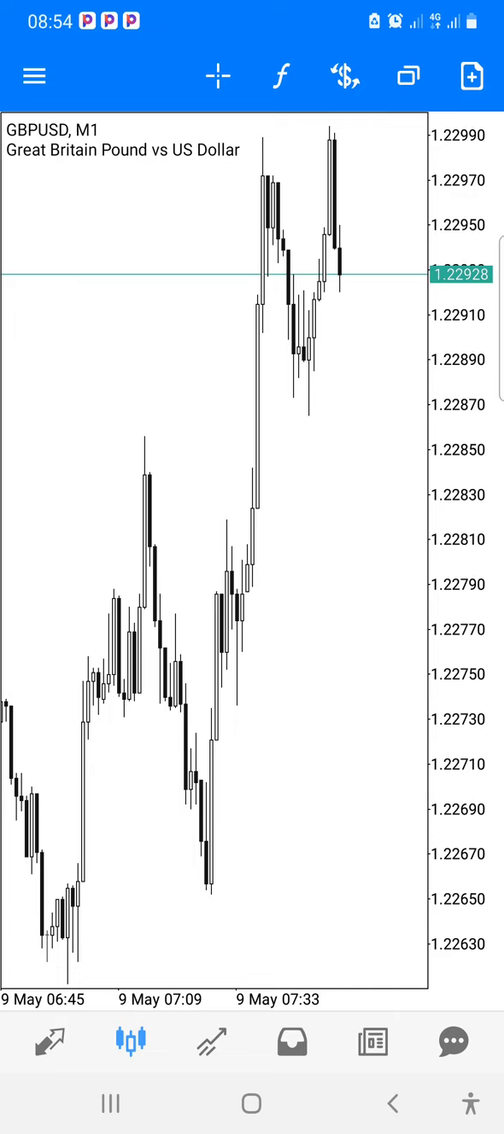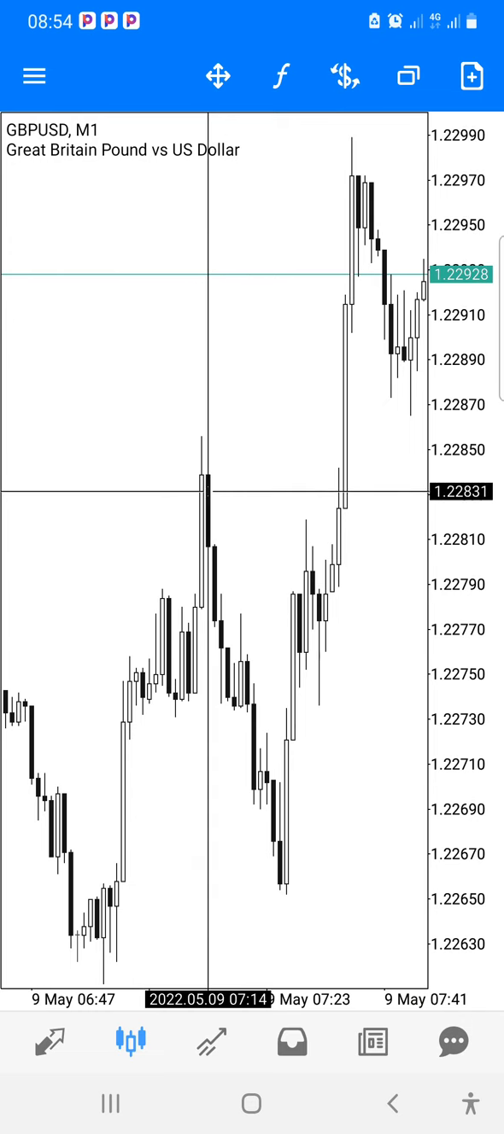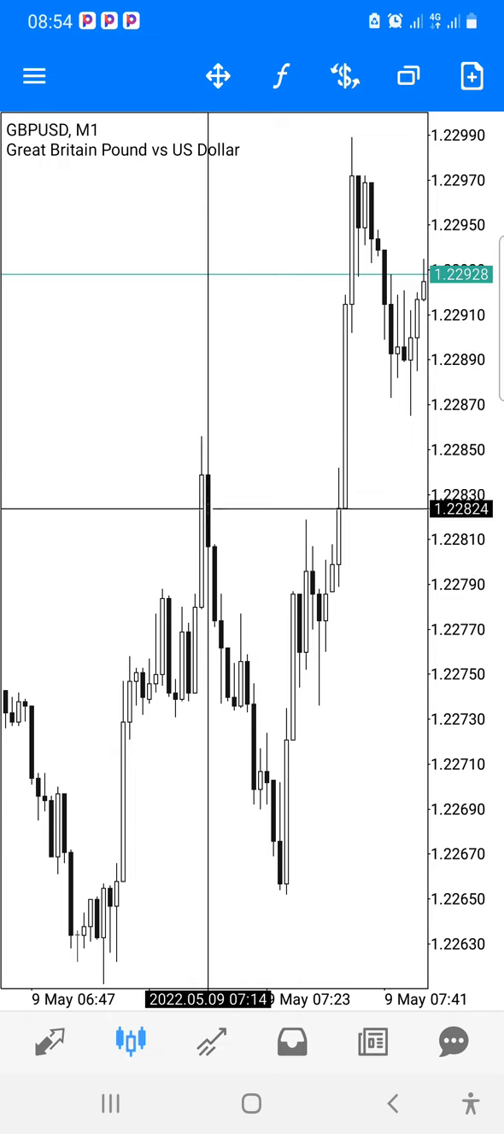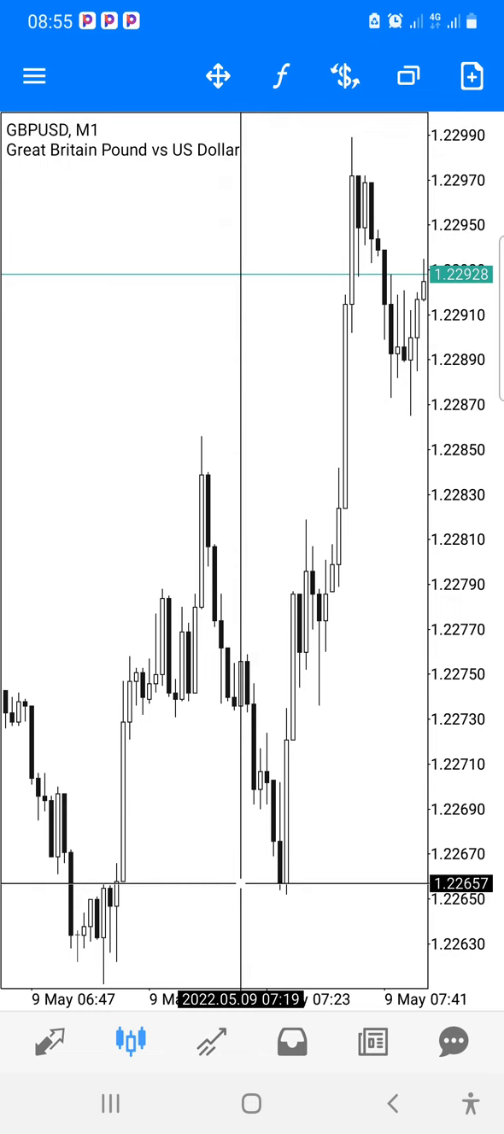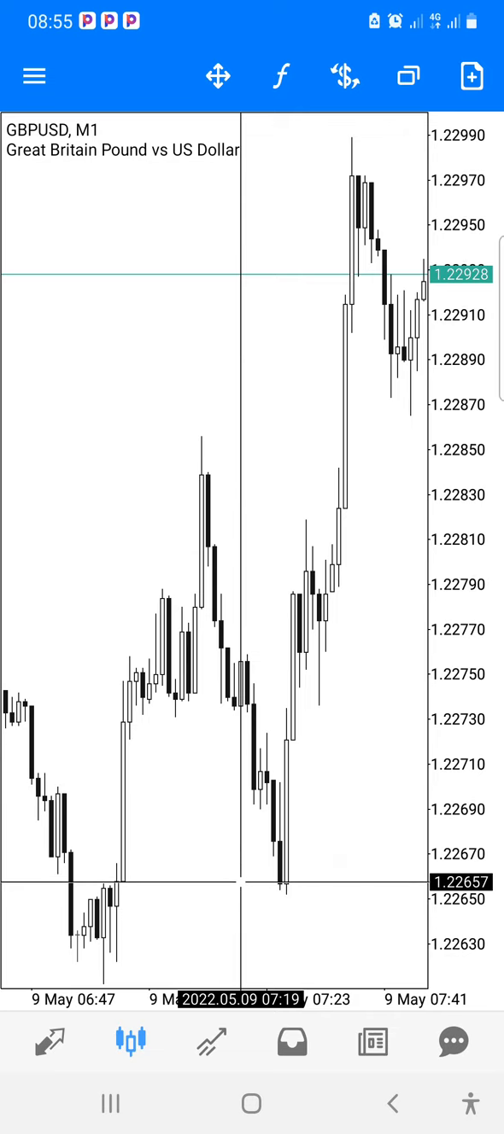Just look at it here: price went up to this point, 1.28839. Look at how price fell off to this point, 1.2265. Don't forget the logic I said: when you are trying to sell, you want price to drop. When you are buying, let's say you bought at this zone here, you want price to go up. That's pretty much the logic.